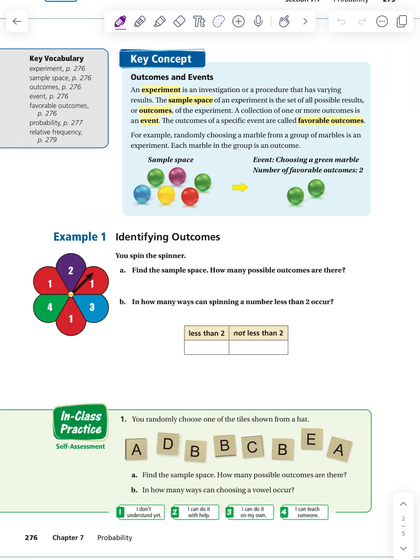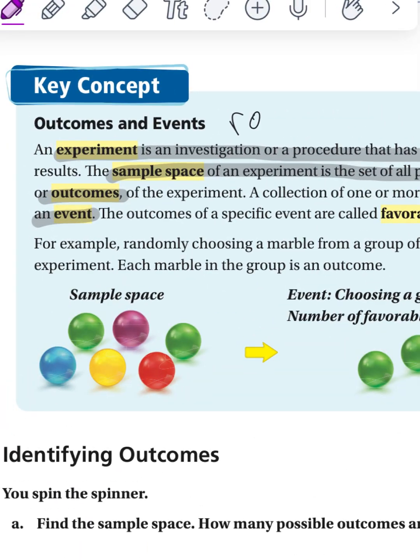All right, so here's that important vocab I was talking about. First, an experiment is an investigation or a procedure that has varying results. The sample space of an experiment is the set of all possible outcomes, all possible results. So that means outcomes are possible results. And then a collection of one or more outcomes is called an event. And the outcomes of a specific event, which is normally what a question might be asking you for, would be favorable outcomes. So for an example, an experiment might be rolling dice.